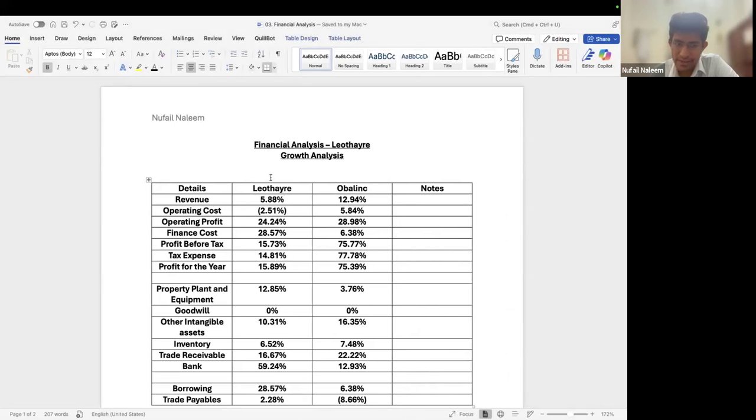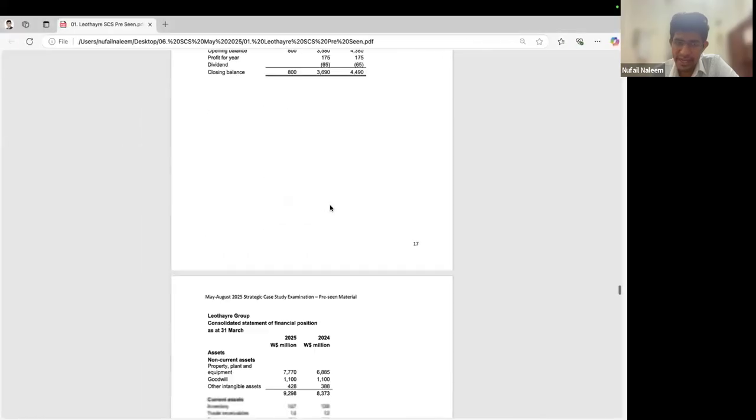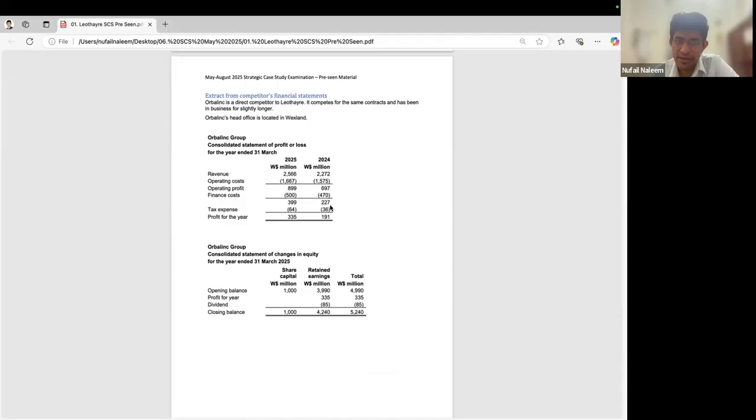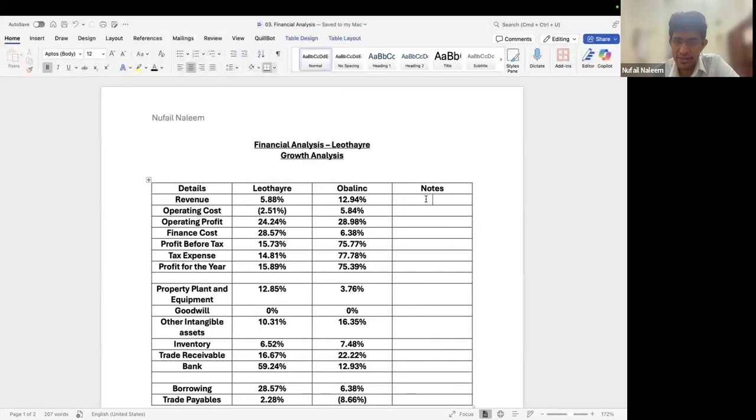Now you see here, students, Leothayre has a growth of 5.88, but Oberlink has grown by 12.94. Okay, it's very, very clear for us. They have grown by 9.84. Now, students, you have to understand one thing. They compete for the same contract and have been in business slightly longer also. So I'll write down here, students. They are competing for the contract.